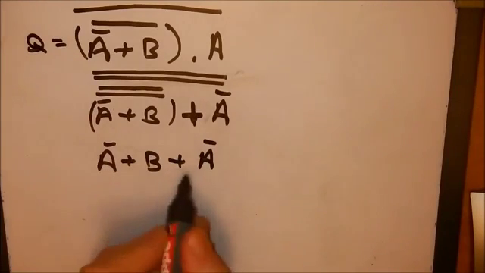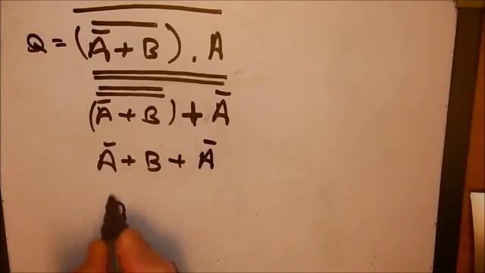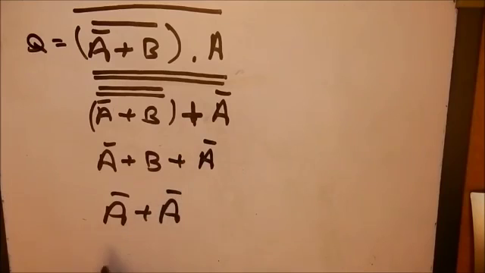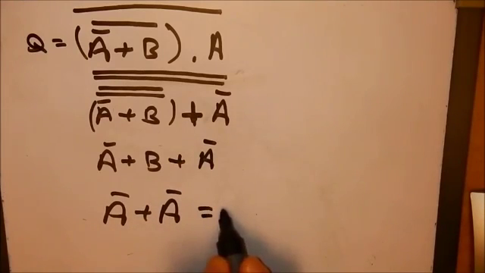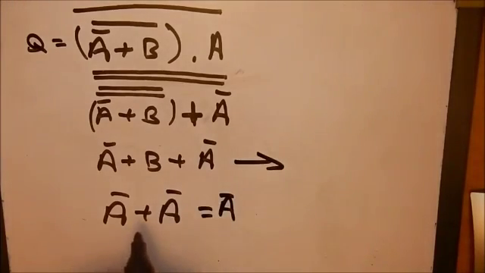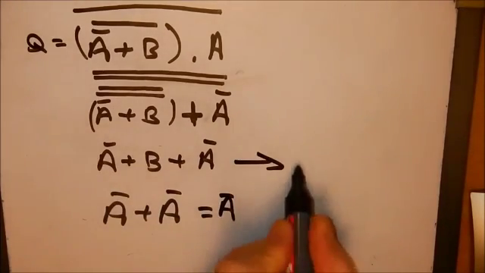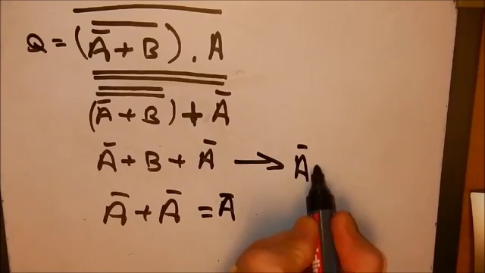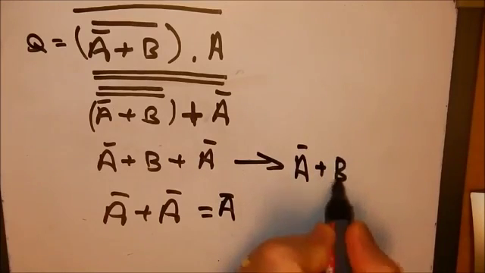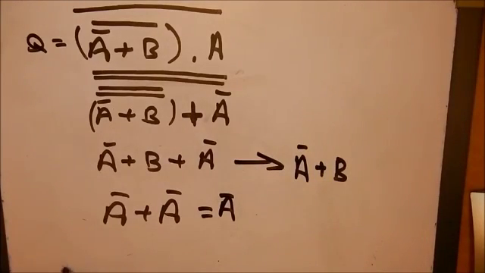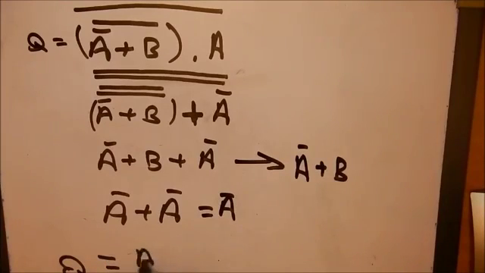Now the not of A ORed with the not of A is simply going to equal the not of A. Therefore this then finally becomes the not of A ORed with B. So we can say that Q is equal to the not of A ORed with B.